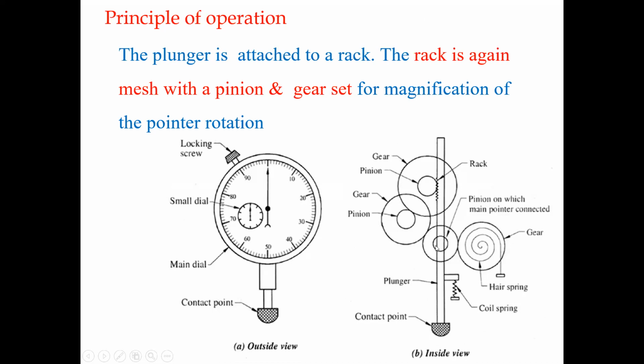Here, on this pinion shaft, the pointer is attached. The pointer is mounted on this pinion. Again, this outer gear is simply meshed with this gear. Number of gears are there here. Again, to this gear, one hairspring is attached. You observe here, one coil spring is also provided.